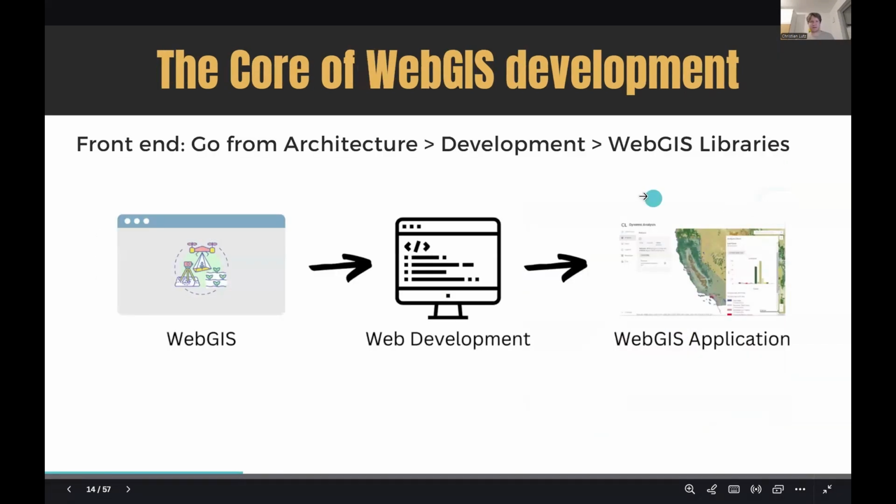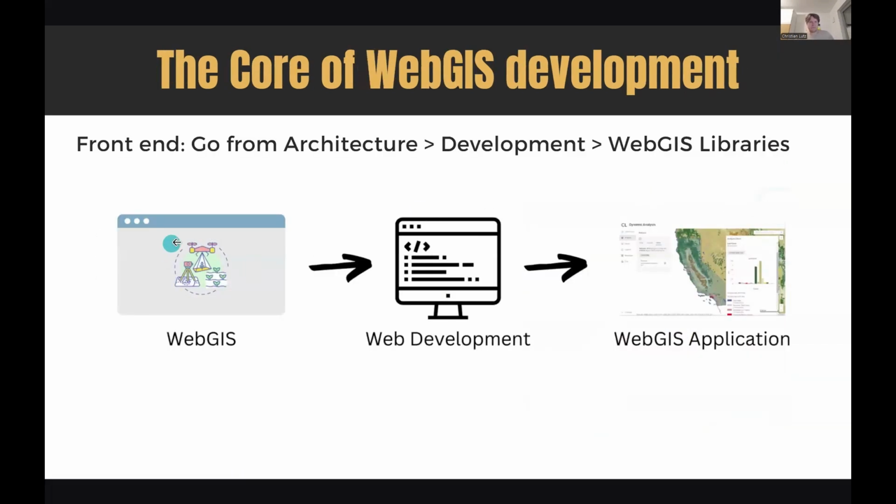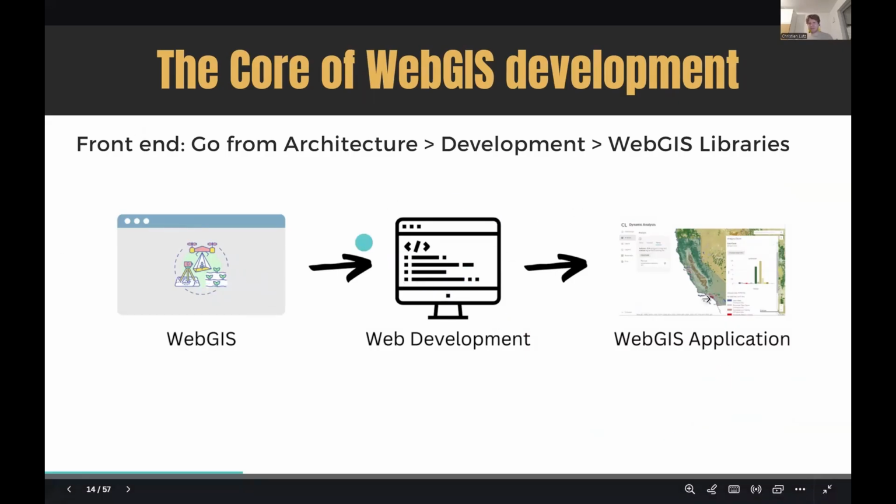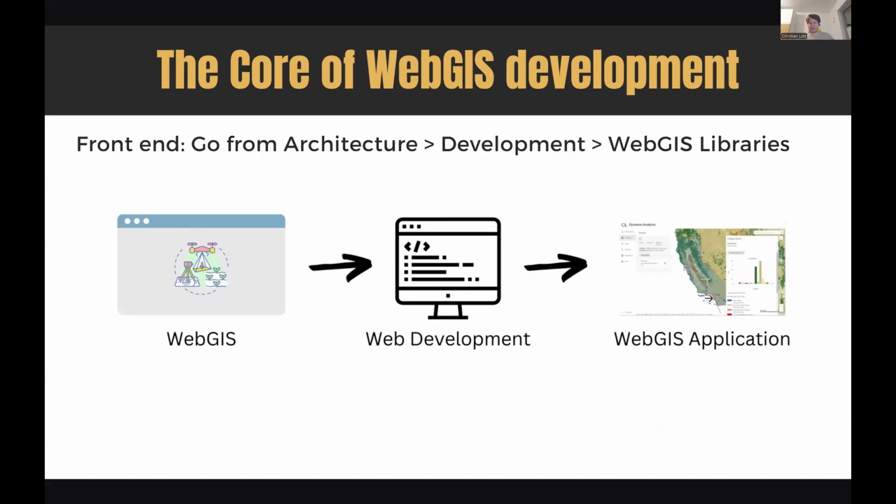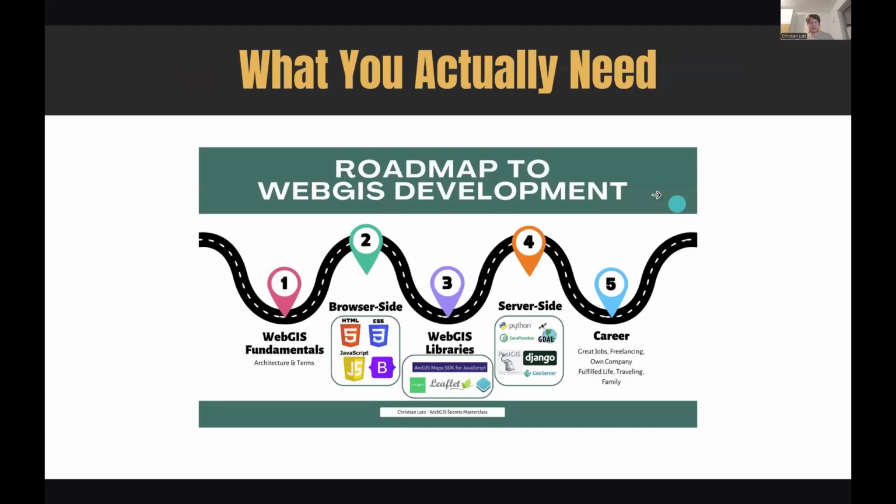Let me explain exactly how this works. You want to understand the architecture first, then you go into the development part. HTML, CSS, JavaScript for the front end is this one basically. And then you start picking your favorite WebGIS library and creating your WebGIS application. So this is basically what you need: WebGIS fundamentals, browser side, HTML, CSS, and JavaScript.